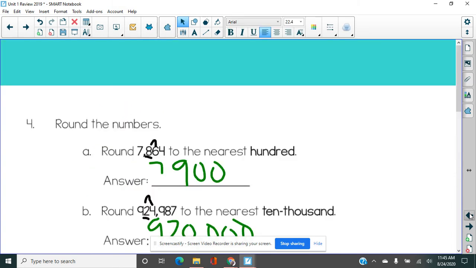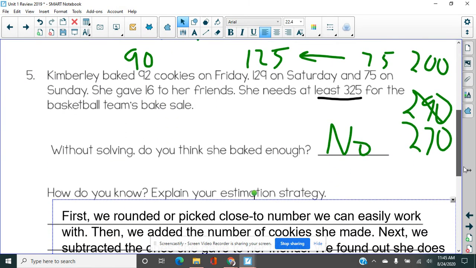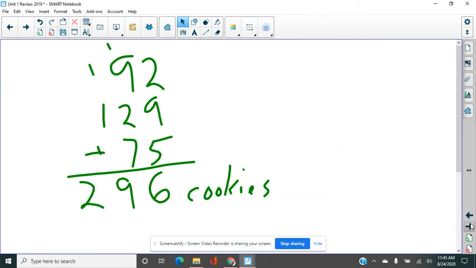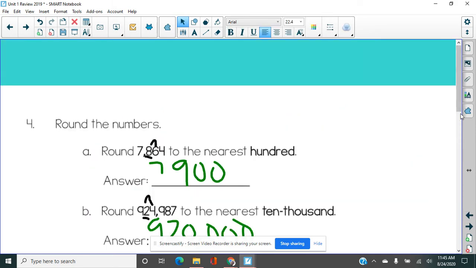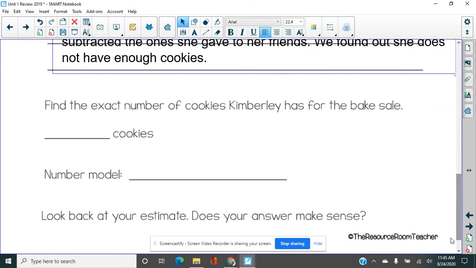Now, what does she do? Let's go back and look. She gives some to her friends, right? So I'm going to need to take those away. I'm going to need to subtract those. 296 minus 16. What do you think? 6 minus 6, 9 minus 1, and 2 minus nothing. No borrowing. 280 cookies is what she would have. So that's what we would put in our answer spot, 286 cookies.